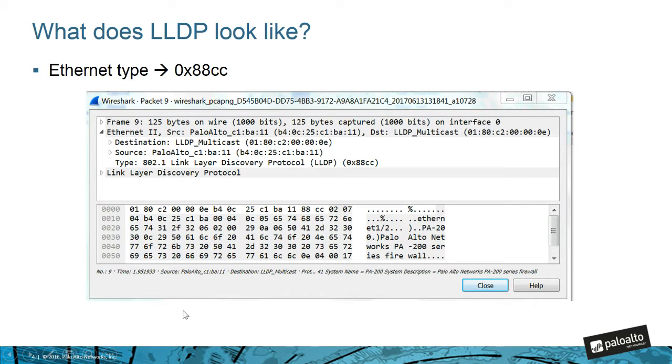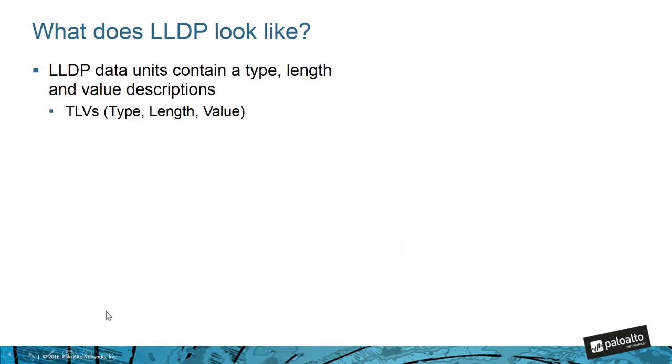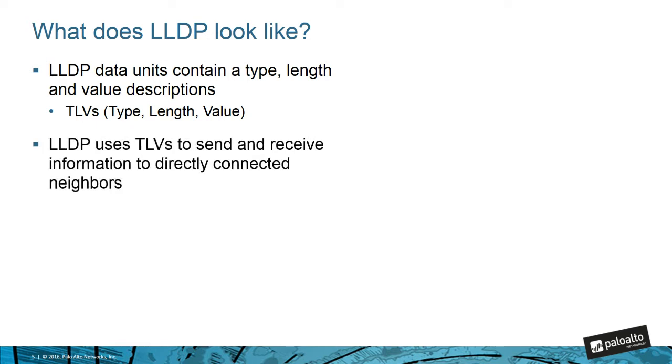What does LLDP look like? First off, LLDP uses Ethernet type 0x88cc. And if we look at a packet capture, we can see that information here. Each LLDP data unit contains information about the sending device. LLDP uses attributes that contain a type, length, and value description. These are called TLVs for type, length, value. Devices that support LLDP use TLVs to send and receive information to their directly connected neighbors.